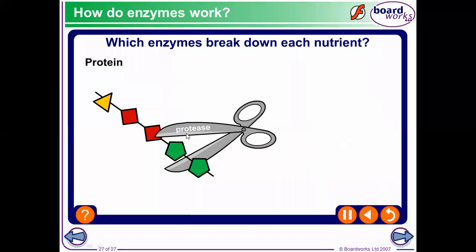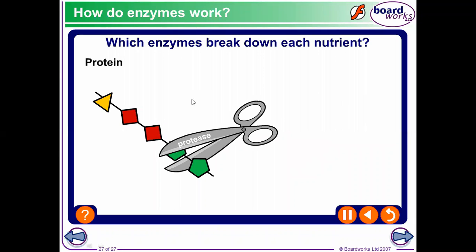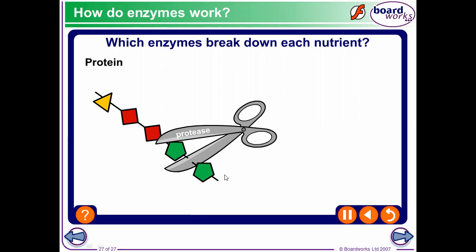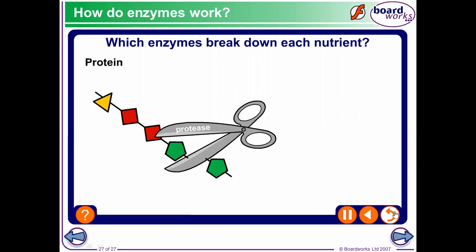So protease enzyme is the general word. It contains lots of enzymes included. Each one of them is called amino acids.